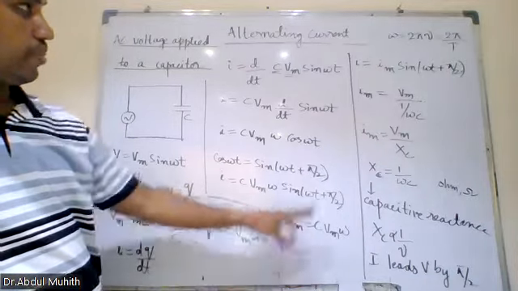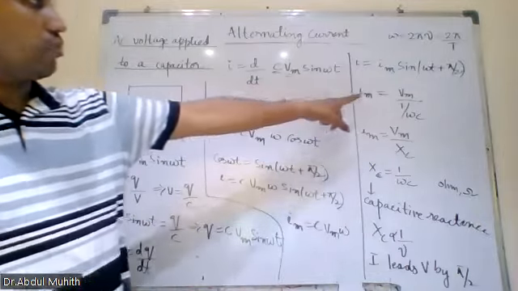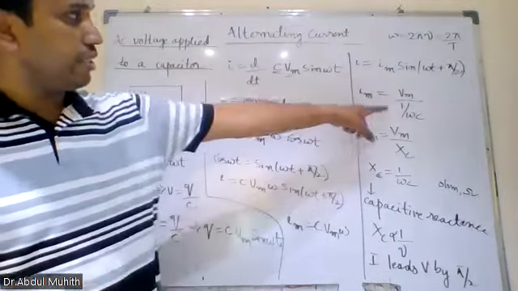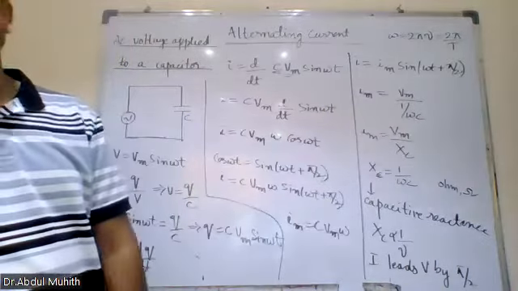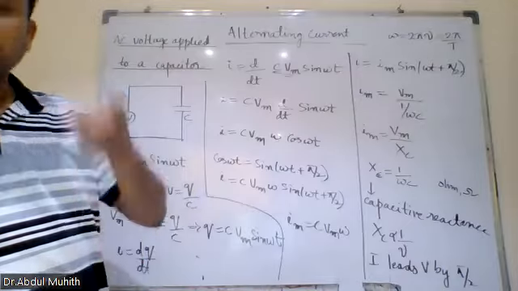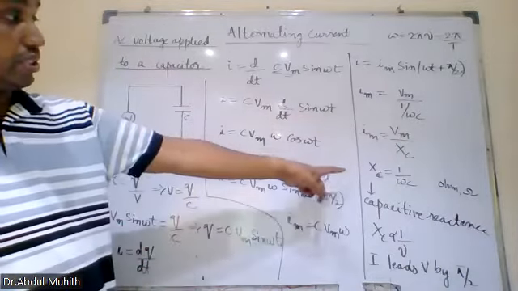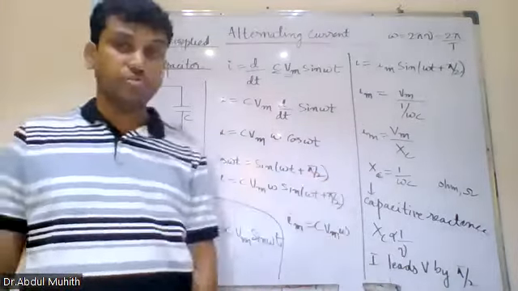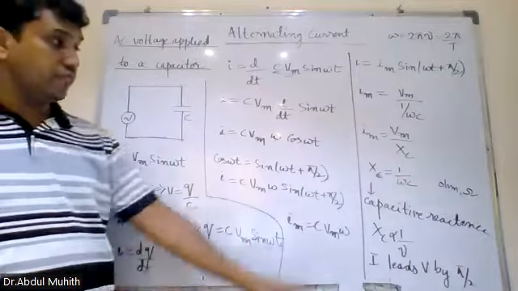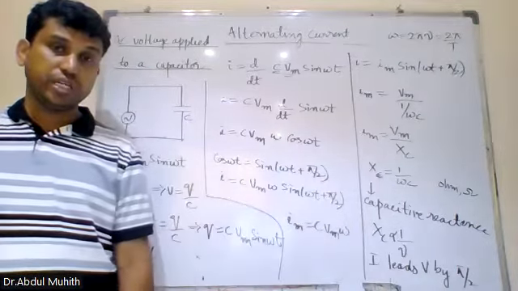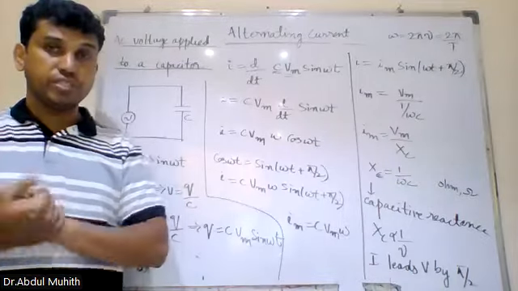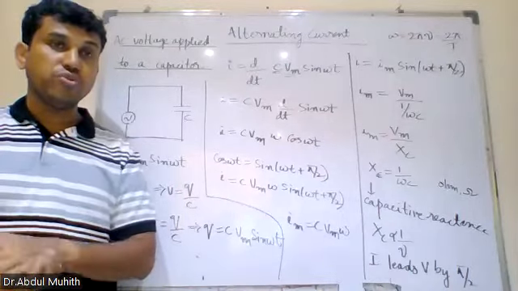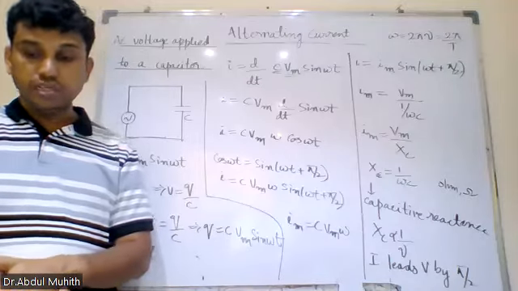So I is equal to Im, the whole thing. Then I took this factor and wrote it the other way, 1 by omega C. What is 1 by omega C? That is Xc, measured in ohms. So Xc is inversely proportional to nu. Is that clear? In this case, current leads voltage by 90 degrees. Is this clear, all of you? Yes, sir.